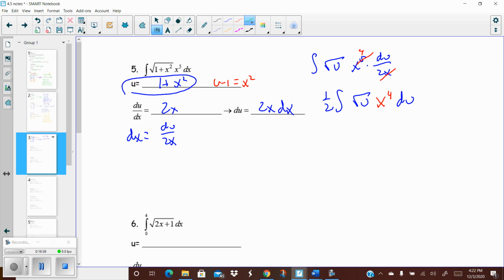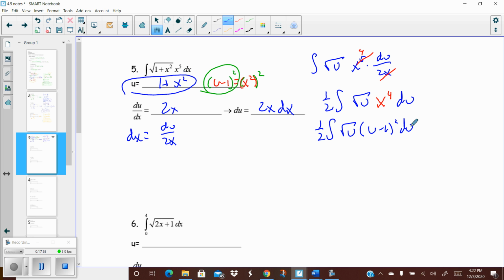Well, what if I were to square this? Well, if I square the right side, that means I have to square the left side. X squared squared is x to the 4th. So x to the 4th is the same thing as u minus 1 squared. Now everything will be in terms of u. So I'm going to replace my x to the 4th with u minus 1 squared.